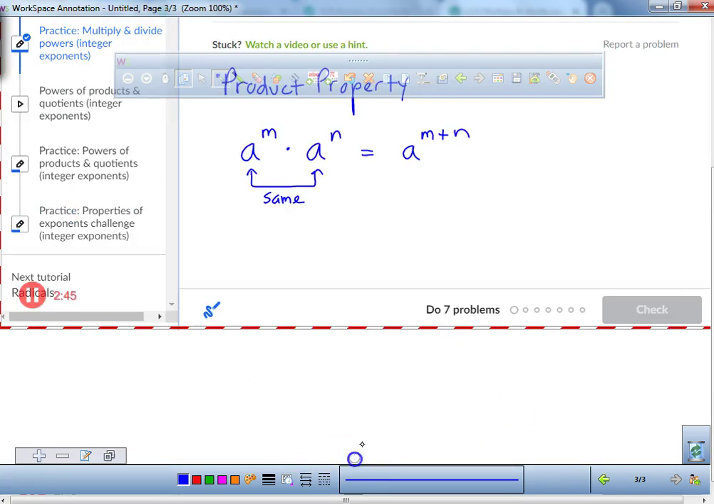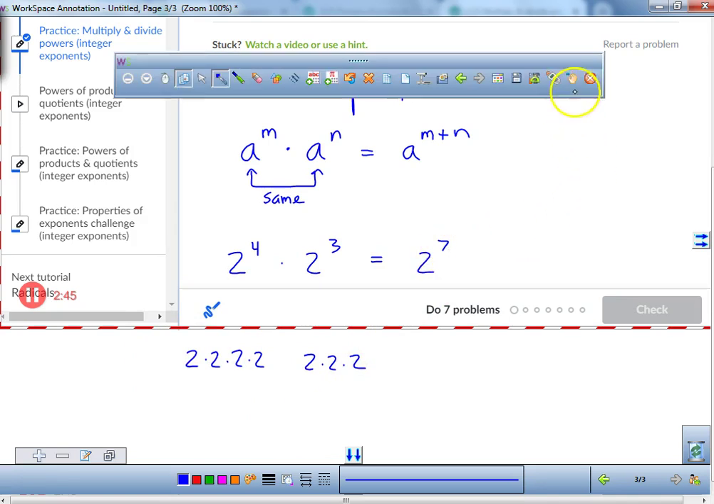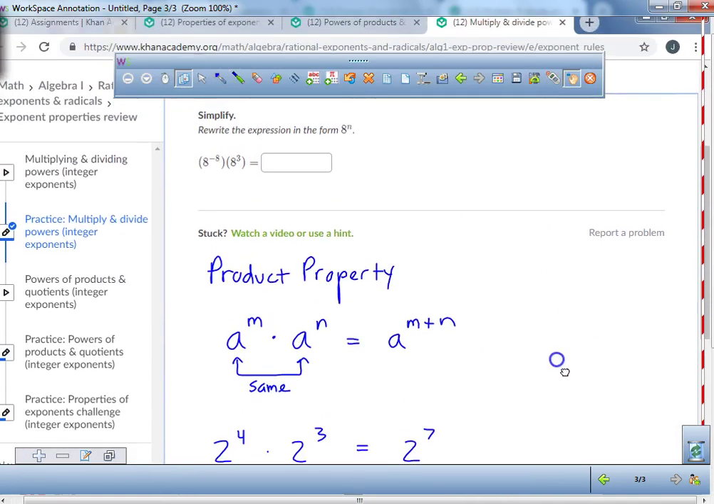Now, just a quick little example. If I said 2 to the power of 4 times 2 to the power of 3, why is that 2 to the power of 7? Because 2 to the power of 4 is 2 times 2 times 2 times 2, and 2 to the power of 3 is 2 times 2 times 2. When you count them all up, how many 2's are being multiplied together? A total of 7. That's why you're allowed to add your exponents.